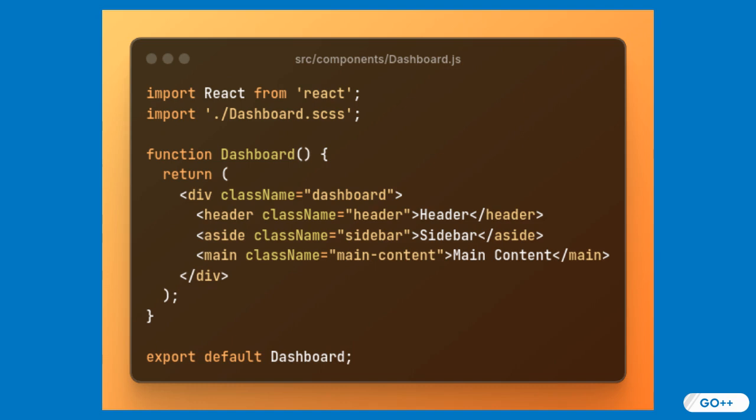Let's dive into a practical example to see CSS Grid in action within a React application. We'll explore the dashboard component, which defines a simple yet flexible grid layout. The component consists of three main sections: a header, a sidebar, and a main content area. Here's how the dashboard component is structured in dashboard.js. Now let's see this application in action.